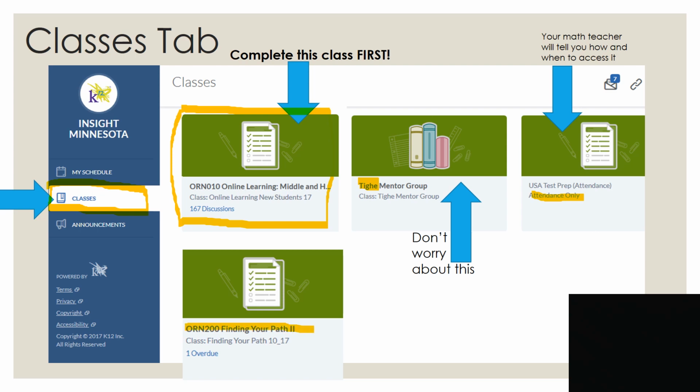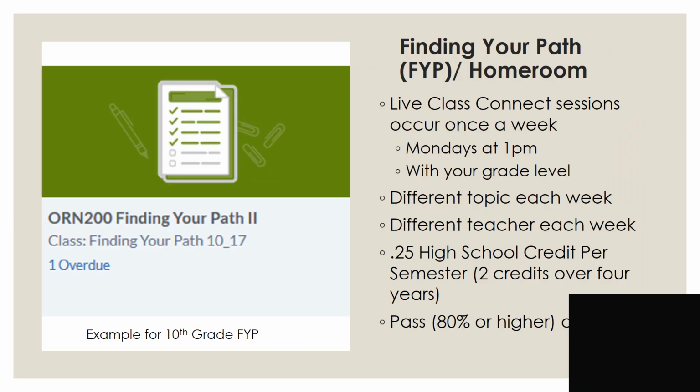Another one you will see is Finding Your Path. Finding Your Path is a live class that occurs once a week, Mondays at 1 p.m. with your grade level. So there's a different topic each week and a different teacher each week. It is worth high school credit, so please make sure that you are attending that class. How you receive high school credit is by attending the live session and then completing the one-question quiz for your attendance. You only get the credit if you are at 80% or higher in that class.